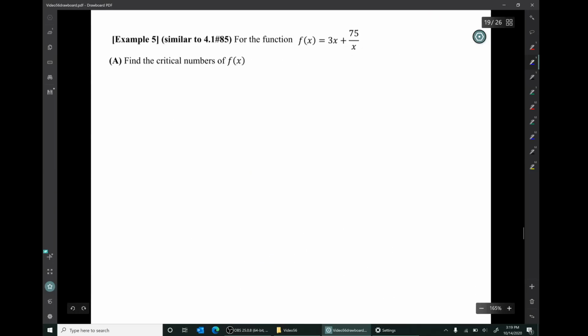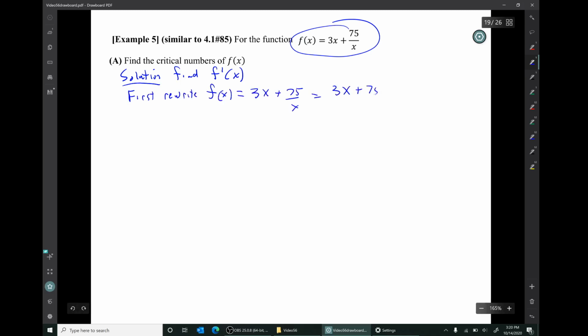All right, let's go on. Example 5. F of x is this function, 3x plus 75 over x. Find the critical numbers of f of x. All right, well, let's start by finding f prime of x. Now, to find f prime of x, it's useful to first rewrite f of x. We were given f of x in positive exponent form. It's useful to write it in power function form for the purpose of finding the derivative.